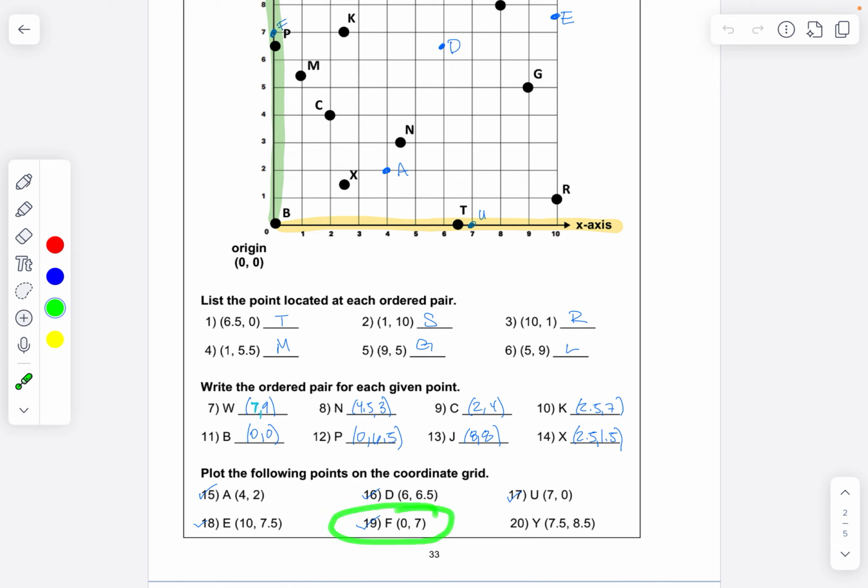What happens when my x is 0 and my y is 7? So starting at the origin, move 0 to the left, move 0 to the right. Sorry, that means I don't go anywhere. Great, now I need to move up 7. Right here is F.